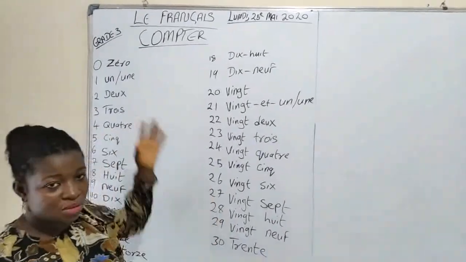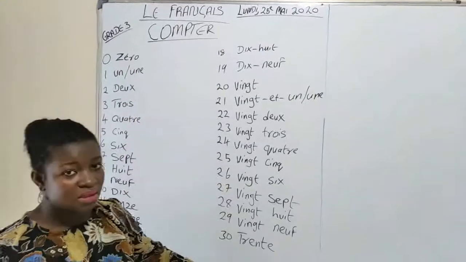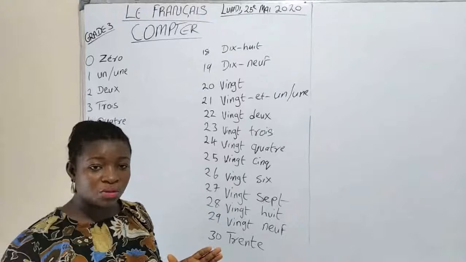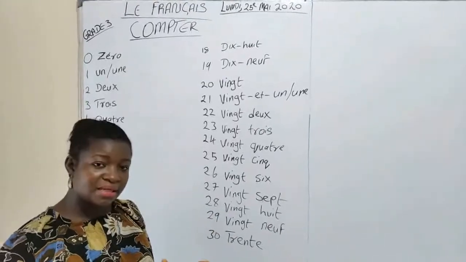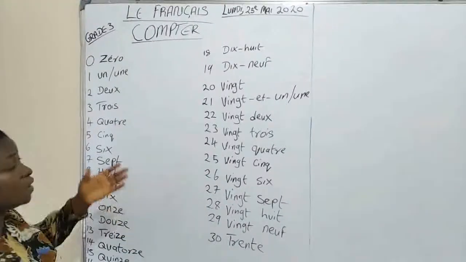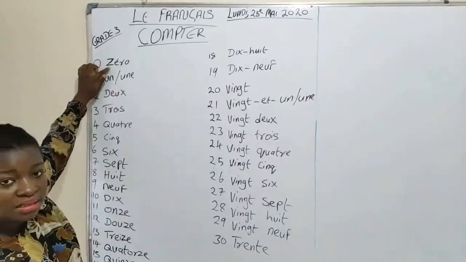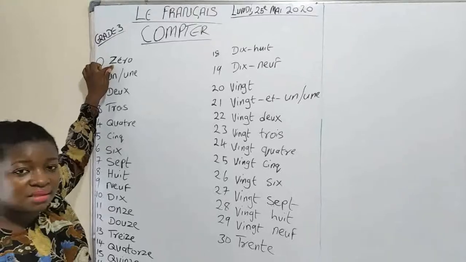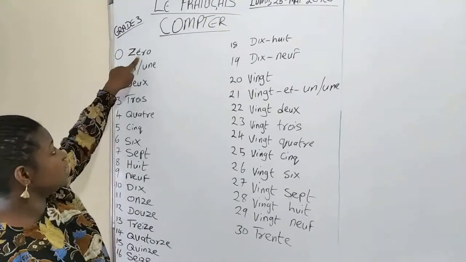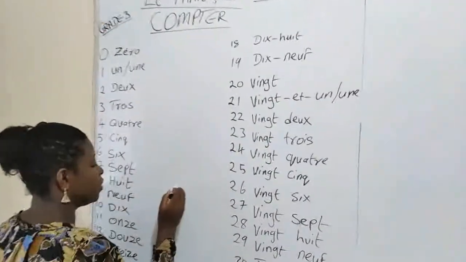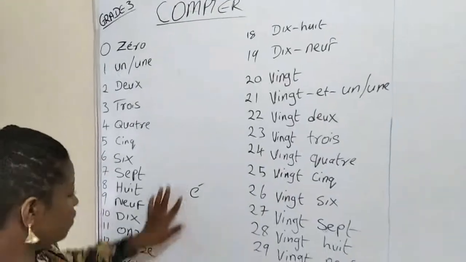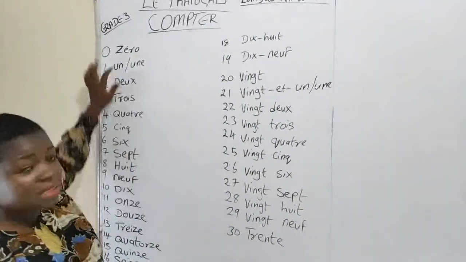So we're going to start from 0 up to 30. Okay, we're going to count. I'm going to count from 0 to 30. Then the second time you will say it after me, and then you go on like that. Alright, here is zéro. So I'm not saying zero, I'm saying zéro. Because of the E, you see the accent on top of the E. You see it there? So that is zéro.